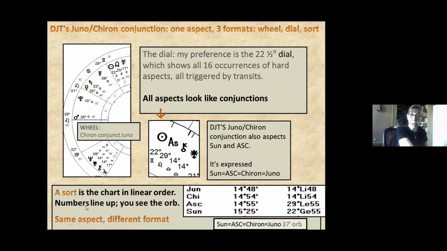Now, a sort is exactly what we've been looking at, but in linear order. And the value is you can see the orbs. So you can see that he's got a 6-minute orb. Well, we could see that anyway, because that's a real conjunction. That's easy to see. But the distance between his Juno and his sun is 37 minutes. All of this happens in 37 minutes.